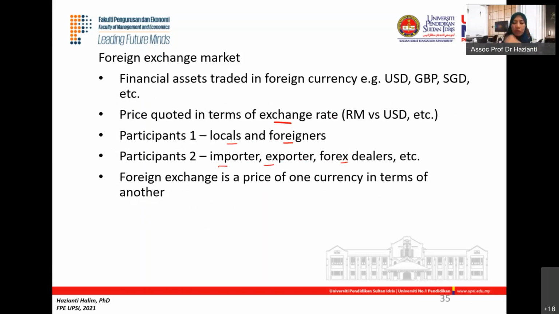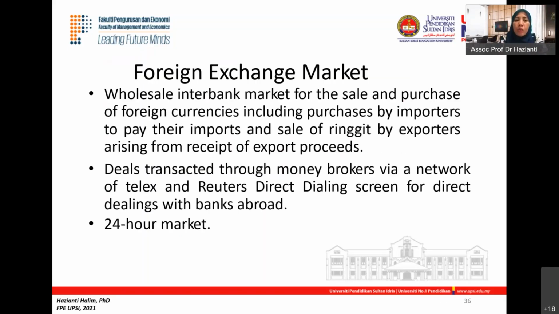Sedih saja kita tak involve dalam forex market ni. So we have wholesale interbank market for the sale and purchase of foreign currencies, including purchases by importers to pay their imports and sale of ringgit by exporters arising from receipt of export proceeds. Right, contohnya if you want to export product to China, China nak bayar dalam Chinese yuan, dalam currency dia. Kita bawa duit tu masuk ke Malaysia, kita nak convert ke RM jadi berapa ringgit. Itu ialah forex market.